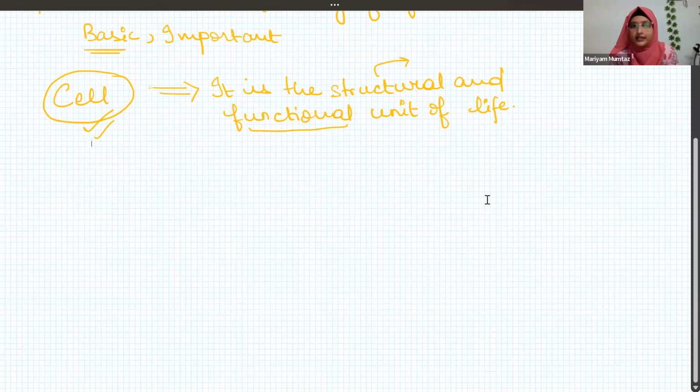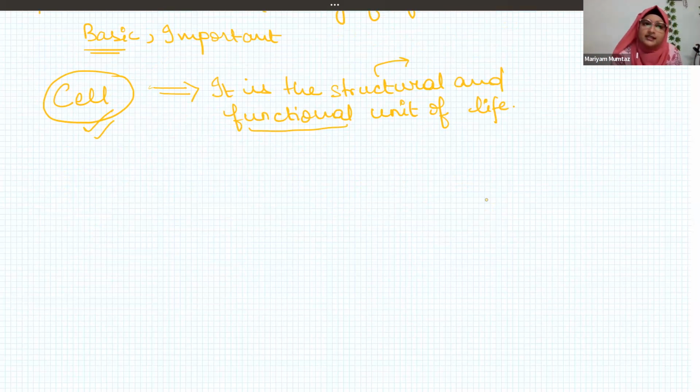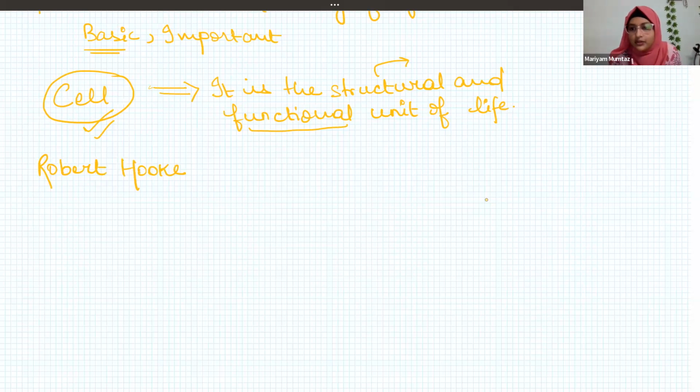Now we understood that the cell is the basic or the fundamental unit of life. How do we get to know about the cell? Who taught us about the cell? Where did it come from? There was a scientist, his name was Robert Hooke. Okay, what was the scientist's name? His name was Robert Hooke, and in the year 1665, he discovered the cell.